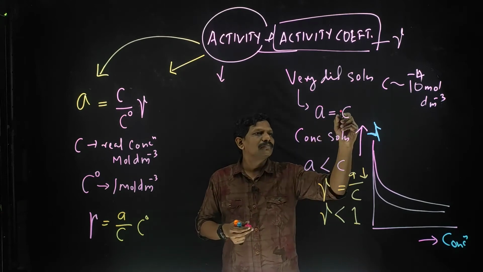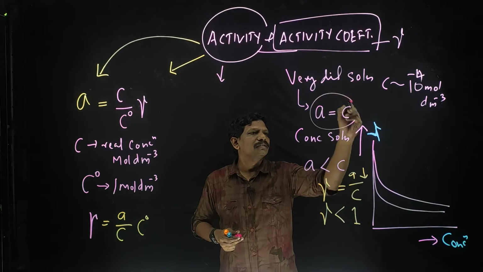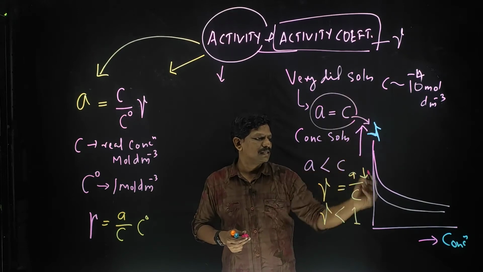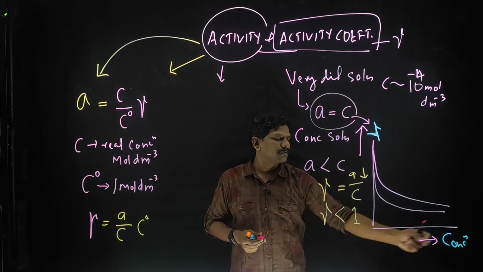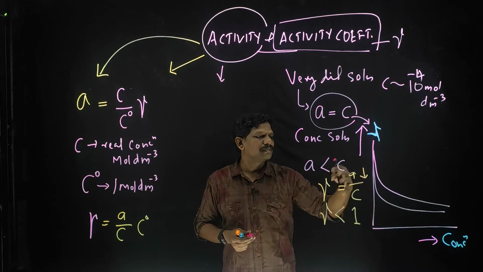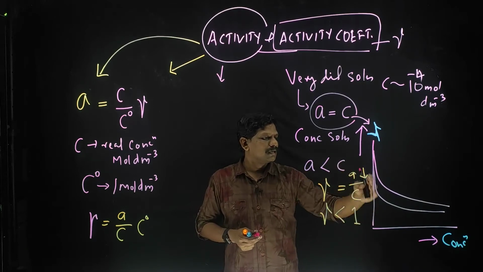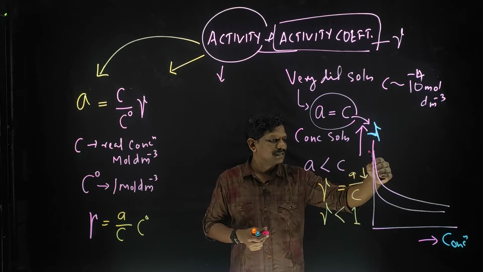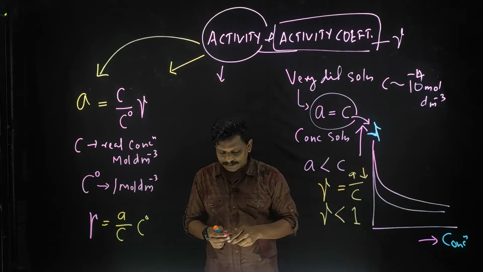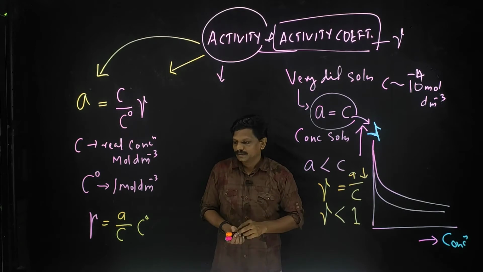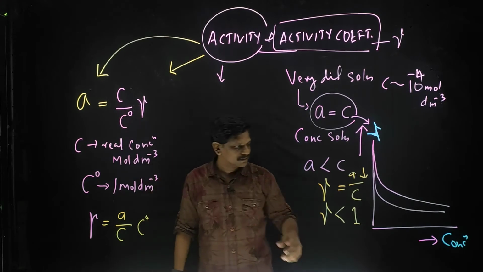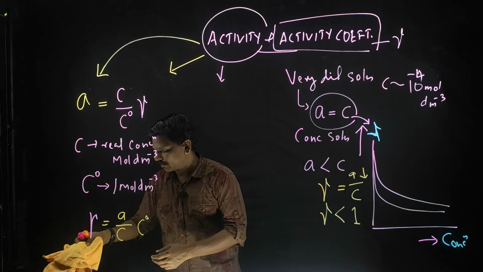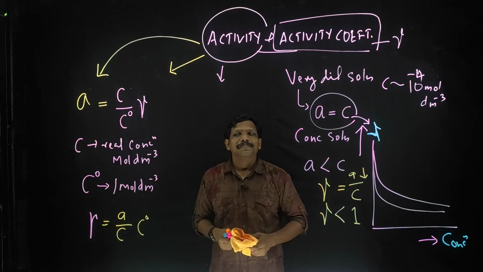So at very low concentration, what happens? A is equal to C. When the concentration increases, the gamma, the activity coefficient, will gradually decrease. Okay, so this is a very important concept. You can also call it thermodynamic activity.